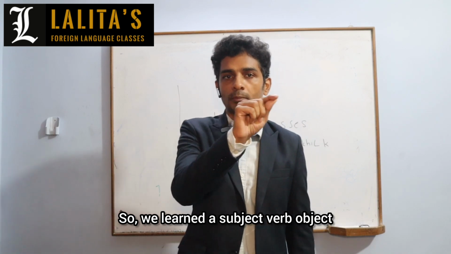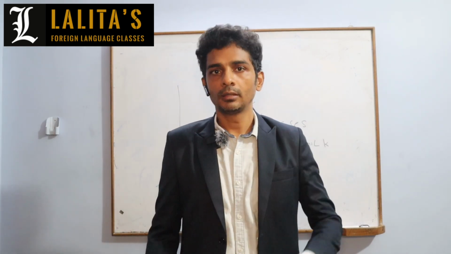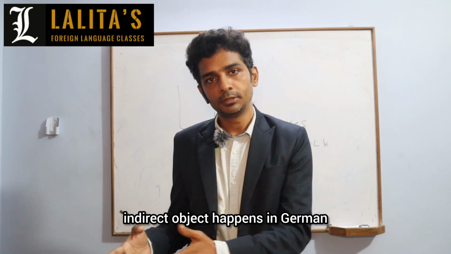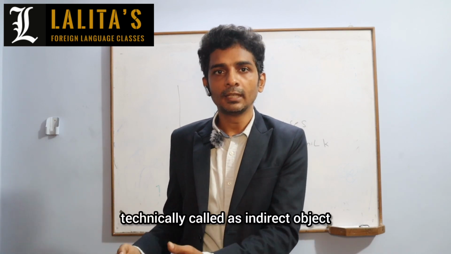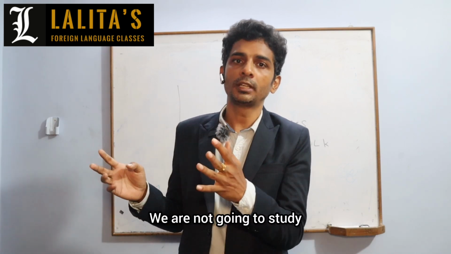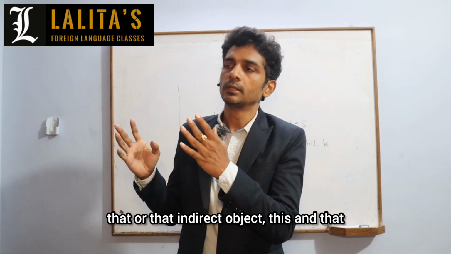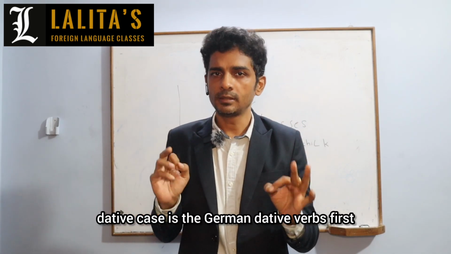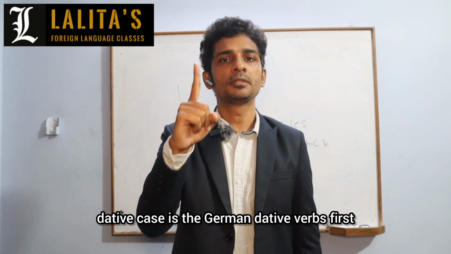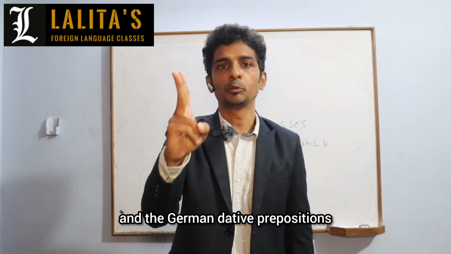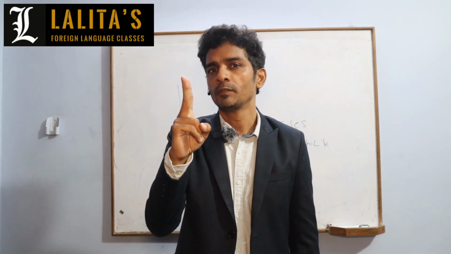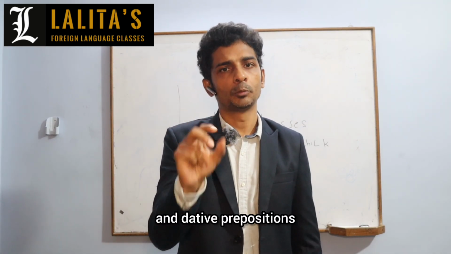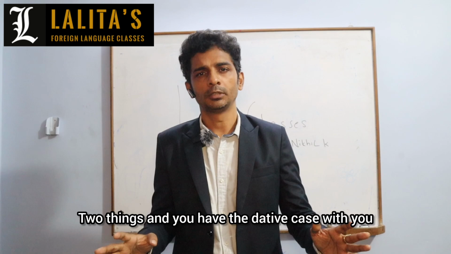So we learned subject, verb, object. Now, in technical terms, a case that does not exist in English, the indirect object, happens in German. This is the dative case, technically called the indirect object. We are not going to study that in detail. The simple solution to understand the dative case is to learn the German dative verbs first and the German dative prepositions. Only two things, remember guys. This is the great secret I'm sharing with you: German dative verbs and dative prepositions. Two things, and you have the dative case with you.